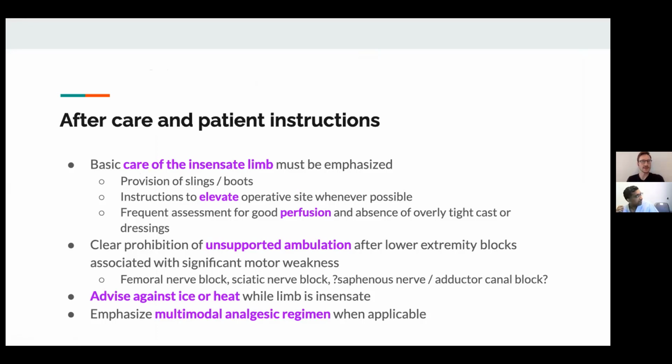What about aftercare? So for our patients going home after they've had a block and they're having their ambulatory surgery, we provide them some basic information. And the truth is the nurses do most of this for us, but I do try to reinforce a few of these key concepts with the patient myself. So we want to emphasize the importance of caring for the insensate limb, and obviously they need to be provided a sling or a boot or whatever to protect the limb while it's insensate.